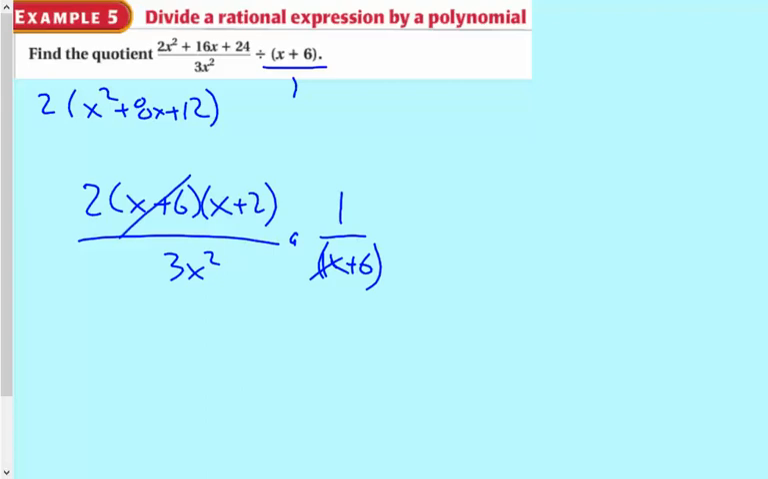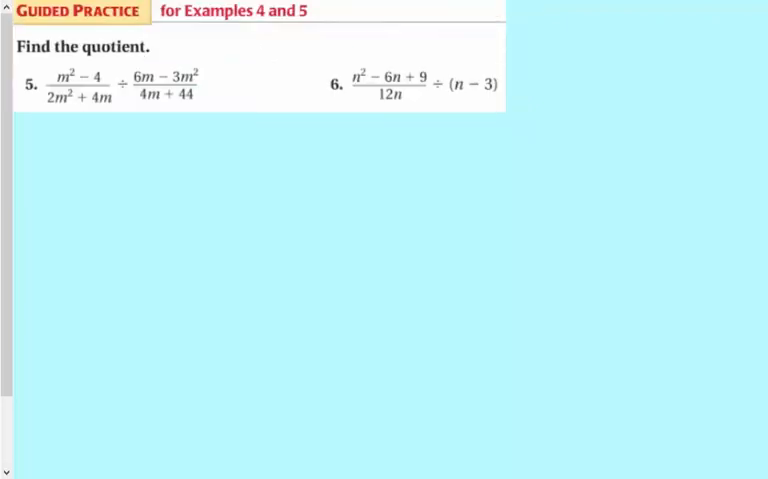Okay, and so the x plus 6 over x plus 6 is reduced, and I have 2, and then x plus 2, and then 3x squared. And there you go, that's it. Got 2 more questions for you guys.